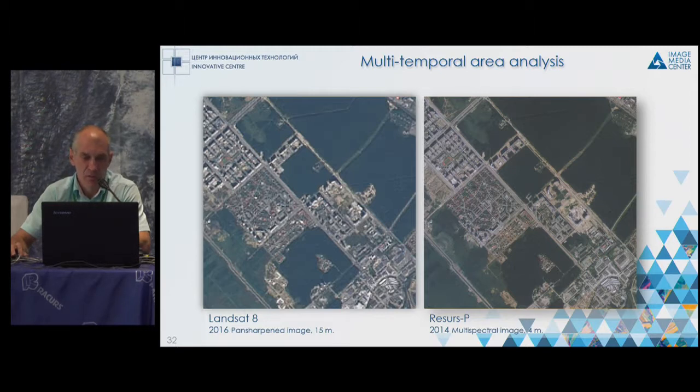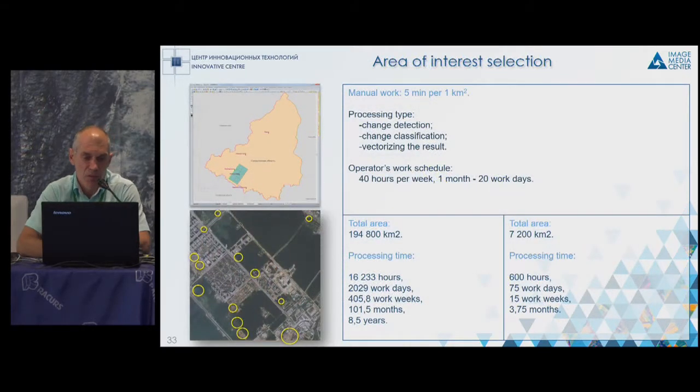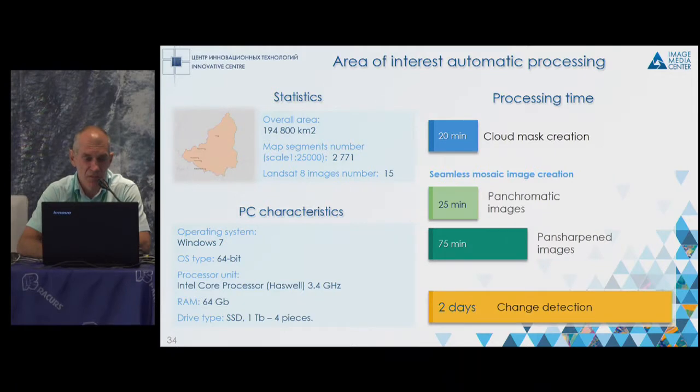So these are two images, 1 square kilometer of area. How much time would an operator need to mark all changes, to classify and vectorize them? We would say about 5 minutes. These are the changes. It's a fairly arduous and meticulous task. If we take area of interest with 194,000 square kilometers, simple calculations will show that it will take 8.5 years for an operator of routine work to process it.